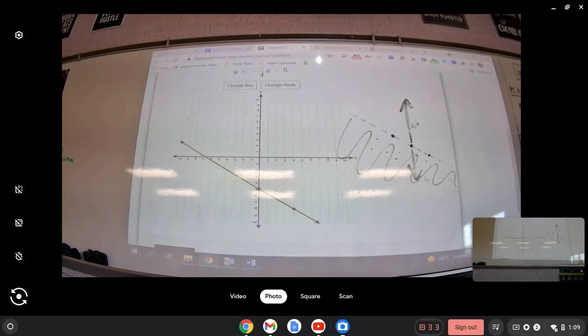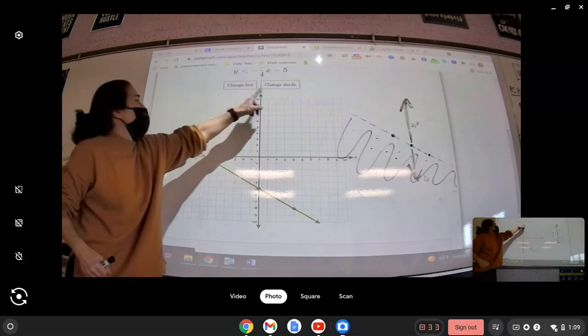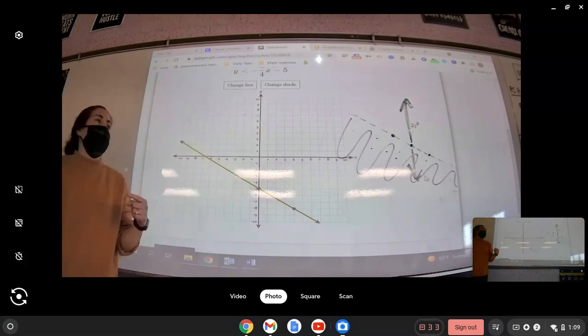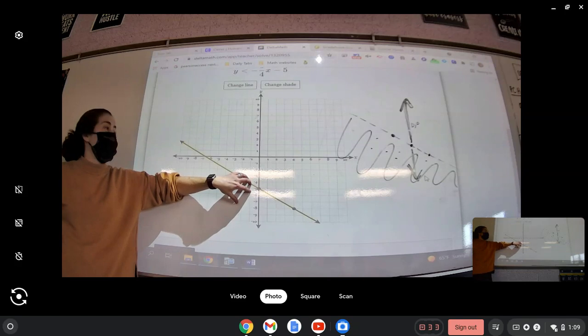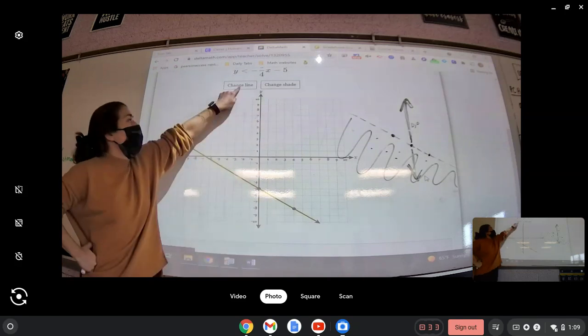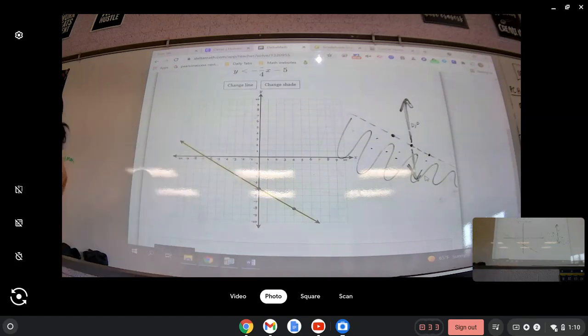Boom. Okay. The minute you graph a line, the minute you click on 2 dots, these options appear. What did we say we wanted? A solid or a dashed line? Because a solid line always appears first. We wanted a dashed. So all you have to do is click the change line button, and it'll toggle back and forth between a dashed line, and you're like, oh, no, I wanted a solid line.